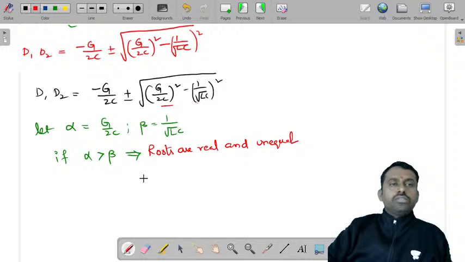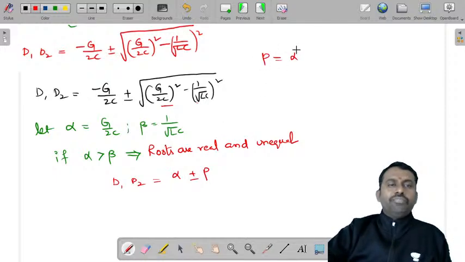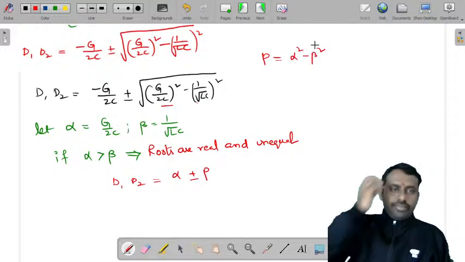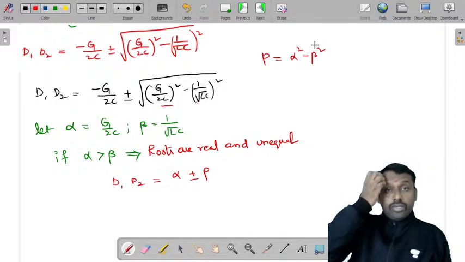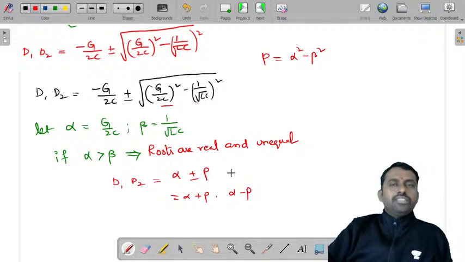And what will be the roots? Let us consider D1 comma D2 is equal to minus G by 2C, which is alpha, plus or minus, if you just simplify this, let us assume that it is P. What is P? Let us consider P is equal to alpha square minus beta square. So one root will be minus alpha plus P, the other root will be minus alpha minus P. This is the first case.